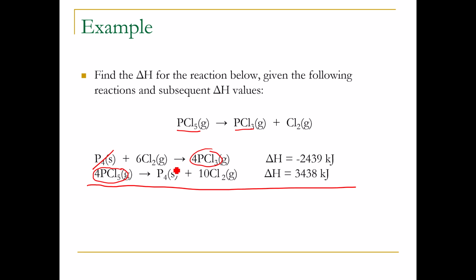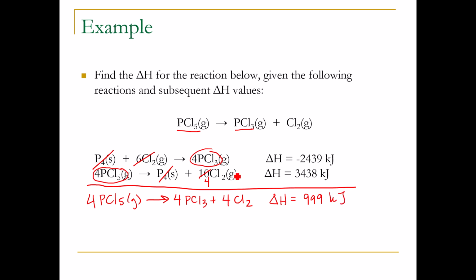So our P4s are going to cancel out. They're on opposite sides of the arrow. So I'm left with PCl5. And over here I have 6 Cl2s, but I have 10 over here. So all of these are going to cancel out. I'm going to be left with 4. Alright, so I have 4 PCl3 and then 4 of the Cl2s. Alright, so all we've done is add the two values together so far. So when I add the two values together, I get 999 kilojoules.